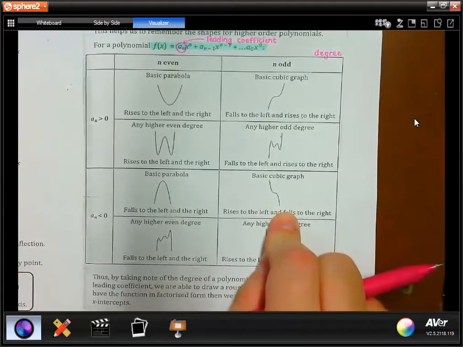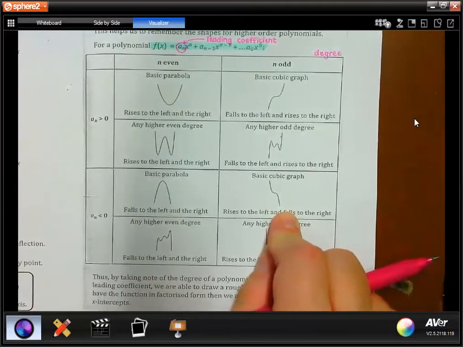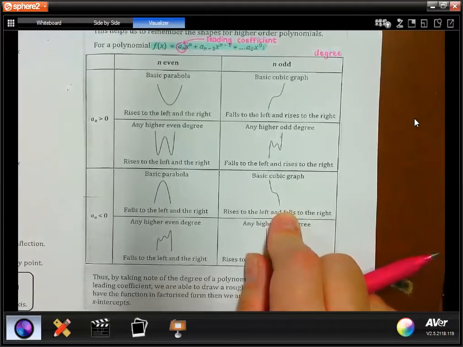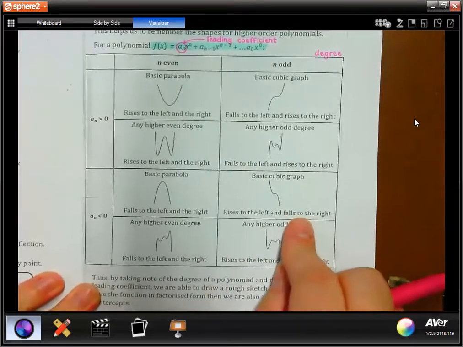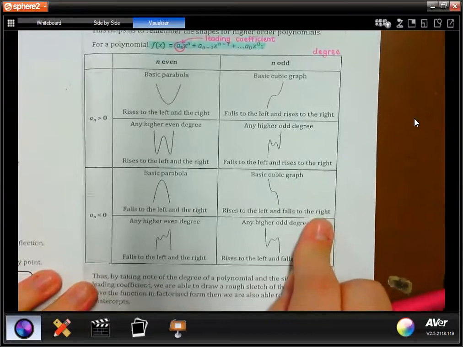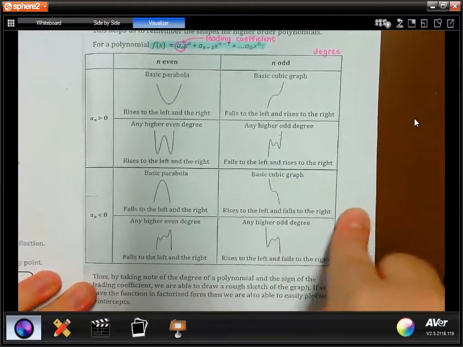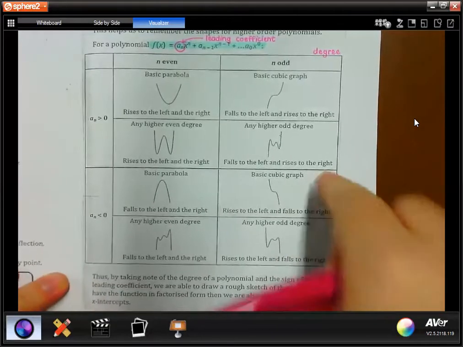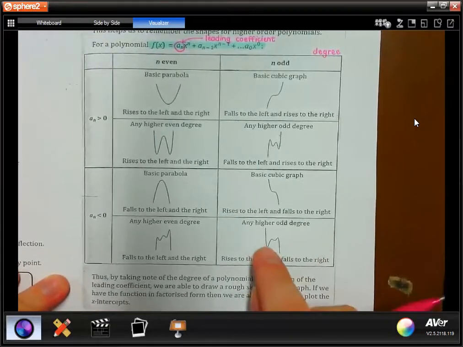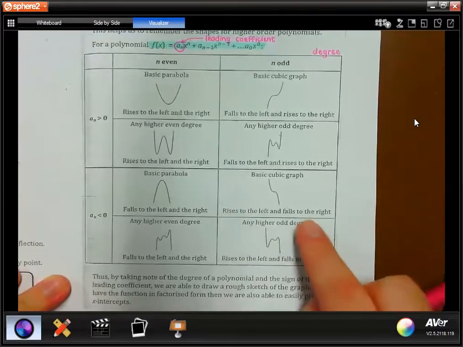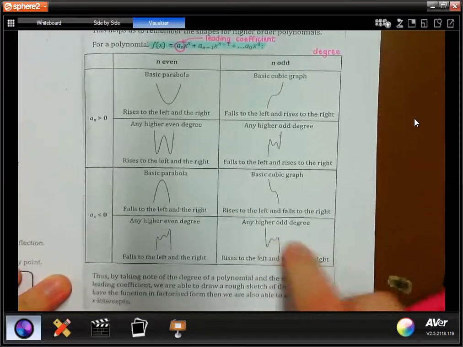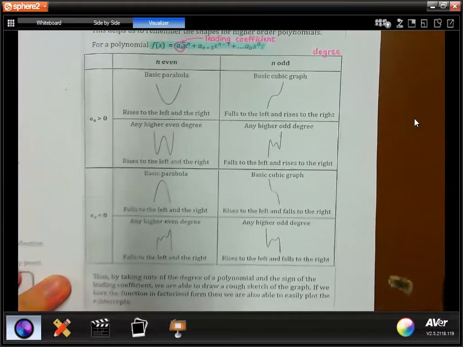Okay, similarly, if you have a negative leading coefficient, we're thinking of the basic cubic graph. So now we're looking at an odd degree, because for a cubic graph, our degree is 3, which is odd. It's this kind of shape. It's a decreasing graph. So to the left, it rises, and to the right, it falls. Same thing if you have a higher odd degree, then to the left, it will still rise, and it will still fall to the right, but you can have other stuff happening in between.